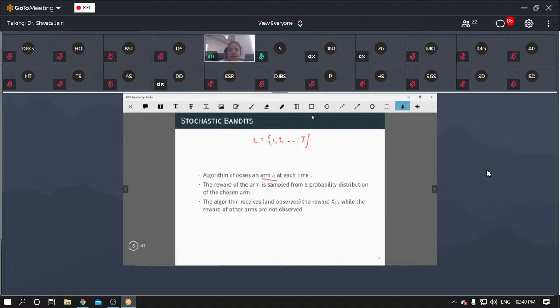Now, in the stochastic bandit problem, if I choose a particular arm, the reward of that arm is sampled from a probability distribution of the chosen arm. So I have n arms, 1, 2, up to n. Each of these arms has a certain distribution associated with it. Let's say F1, this is F2, this is Fn. Now this distribution is from where the rewards are generated.